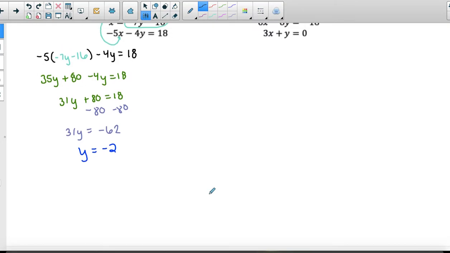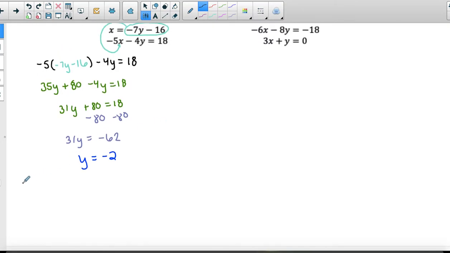So I'm going to rewrite x equals -7y minus 16. I'm going to substitute this in because x is already by itself. X equals -7 times, my y is -2, and I'm going to keep going with -16. So we have x equals -7 times -2 is a positive 14, minus 16. So x is equal to 14 minus 16, which is -2.